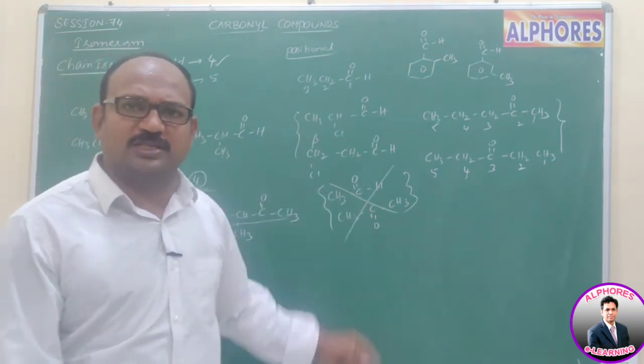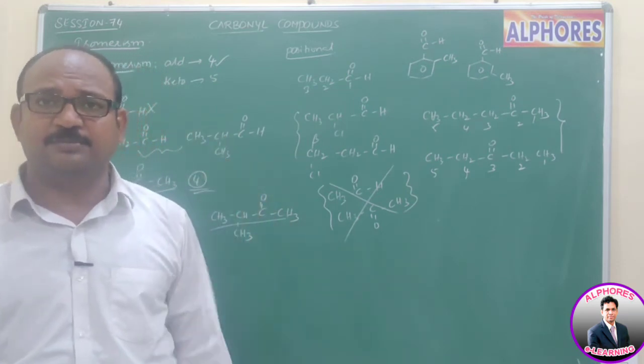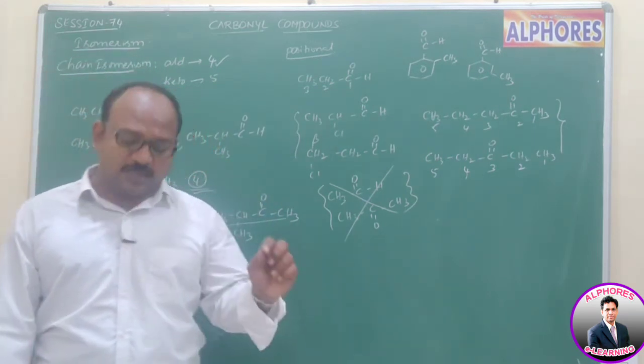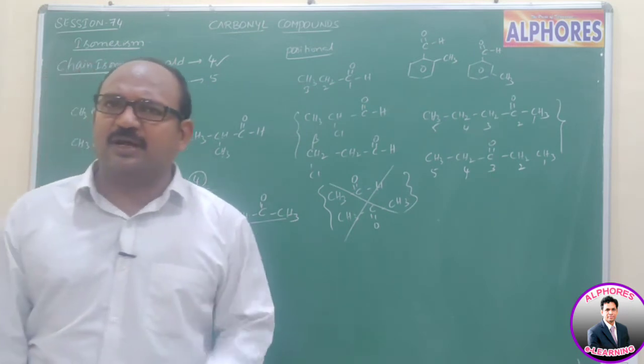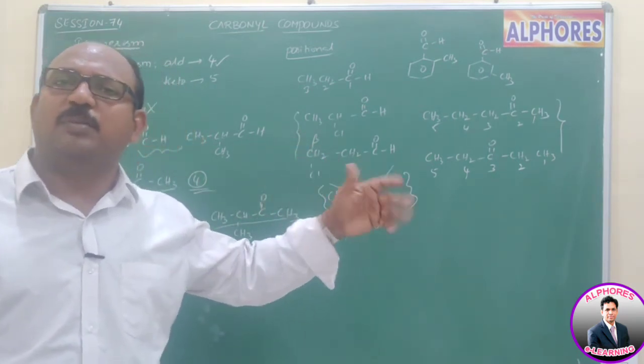So can we say homologous series? No. For homologous series, functional group must and should be same. So acetaldehyde and acetone are not at all isomers because they have different molecular formulas.